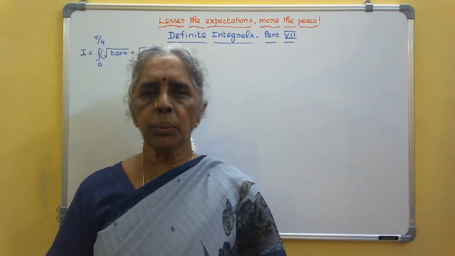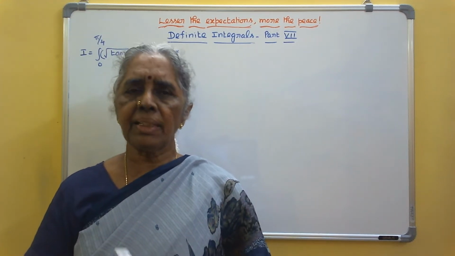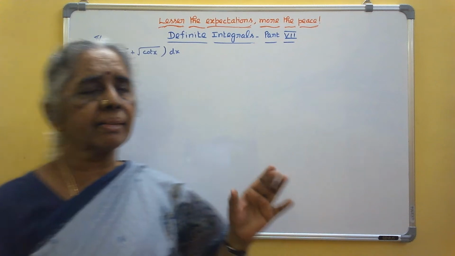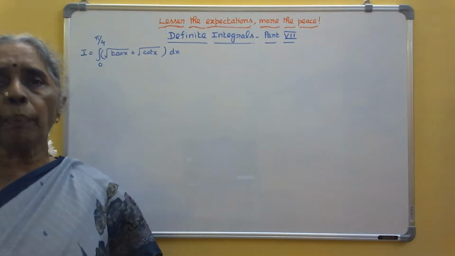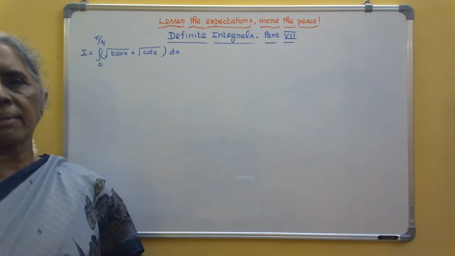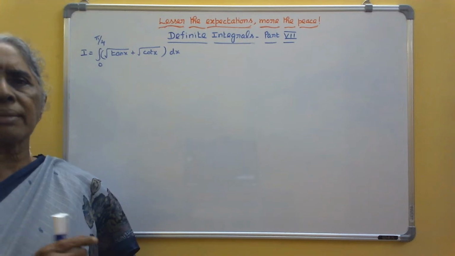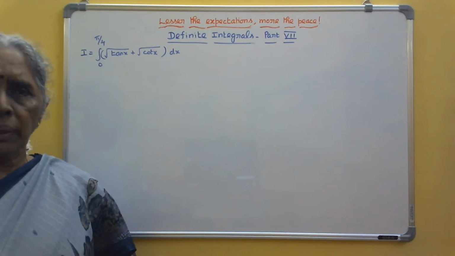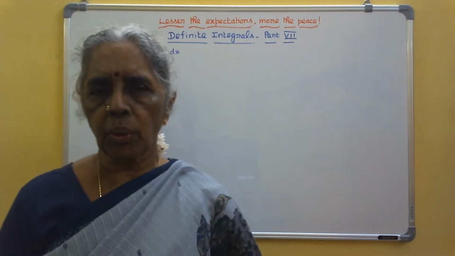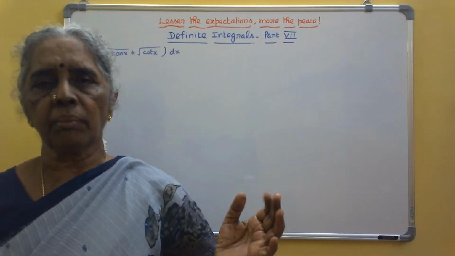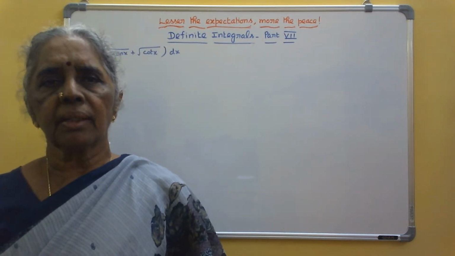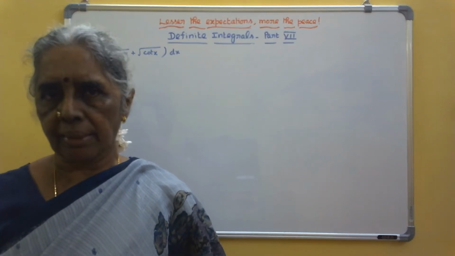Now let me teach you one standard sum, which is an important sum. I is equal to integral 0 to pi by 4 root tan x plus root cot x dx. Actually, in the NCERT textbook, you have an example sum in indefinite integrals root tan x plus root cot x.